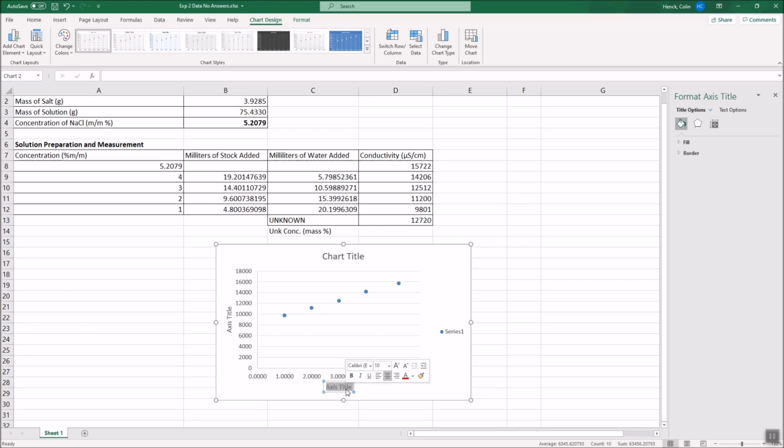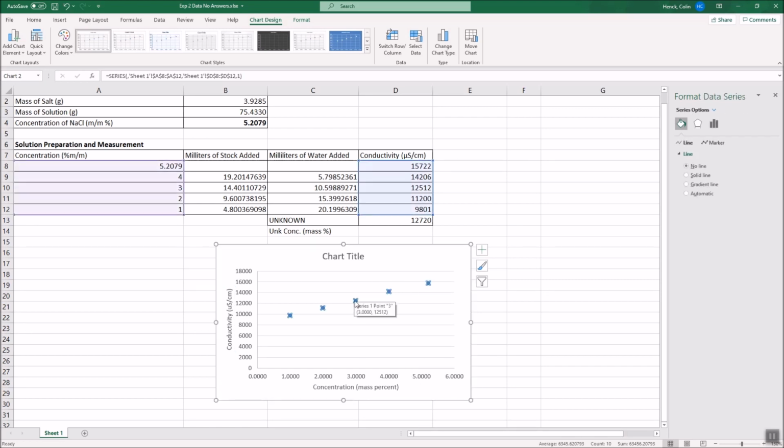On my x-axis, I have my concentration, and that's going to be in mass percent. On my y-axis, I have my conductivity, and that's going to be in microsiemens per centimeter. I didn't go as far as to put the micro symbol. You could do that, you could add a symbol, but I just went ahead and put microsiemens per centimeter. Now what I want to do is add a linear regression. So I just click on any of the data points.